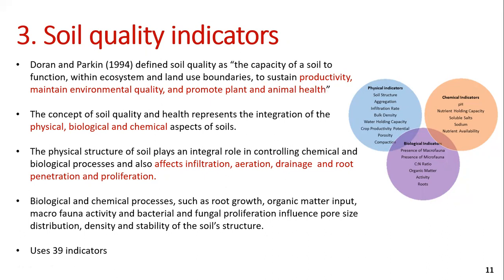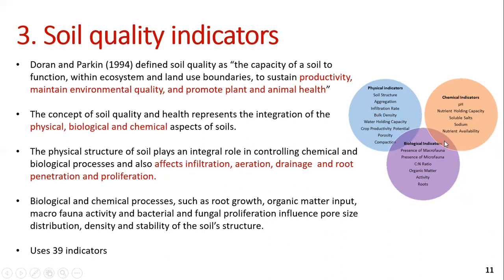If we look at the soil quality indicator, it focuses basically on three different aspects, which can be seen here. It has physical indicators, chemical indicators, and biological indicators. This framework actually utilizes 39 different indicators listed here. Now, you can see from this diagram that the physical, chemical, and biological indicators have an interaction with each other, which means that any physical parameter that is impacted can actually have a direct effect on the biological or chemical indicators.